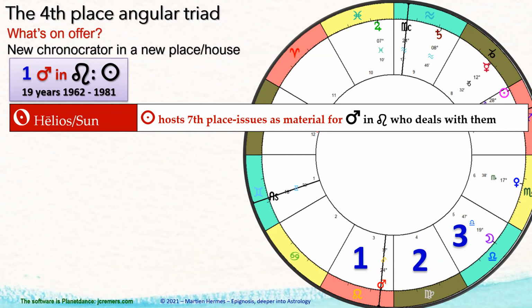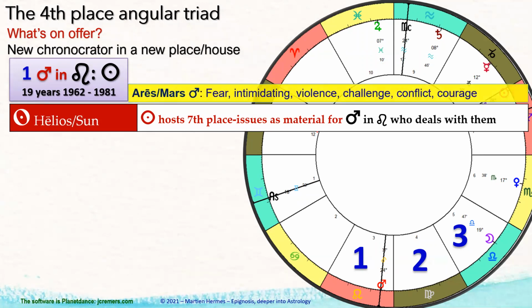So that's actually sort of the opposite of what the seventh place tries to do, to get in touch with people and try to harmonize with people. And Mars is not a good planet for doing that because it's not his way to do things. So yeah, okay, that's what's on offer in the first issue.